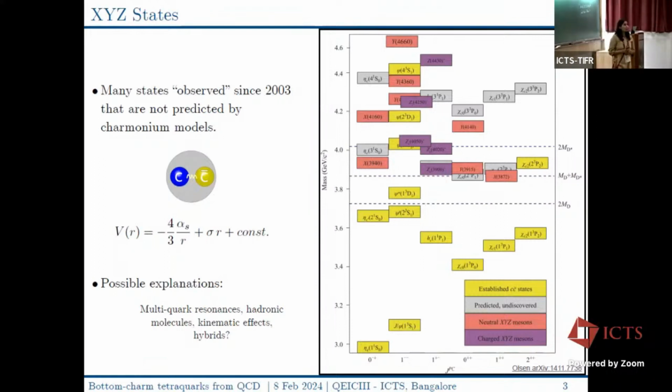There are many possible explanations for this. It could be multi-quark resonances, hadronic molecules, or just kinematic effects. So it is very important to understand the spectrum more clearly, on both the experimental and the theoretical side, to make some progress on this.